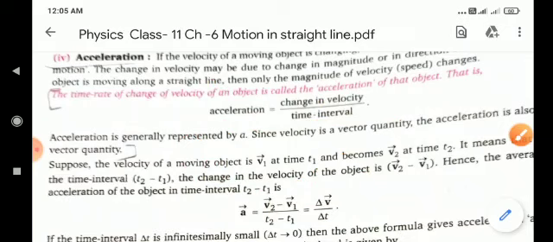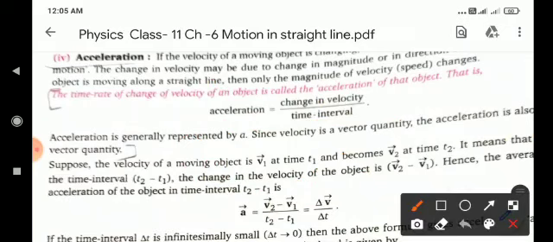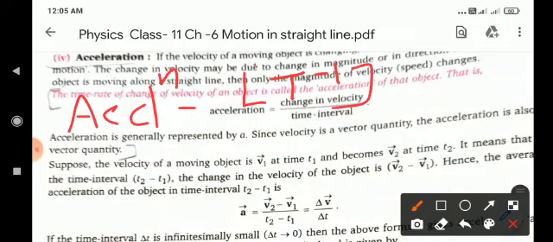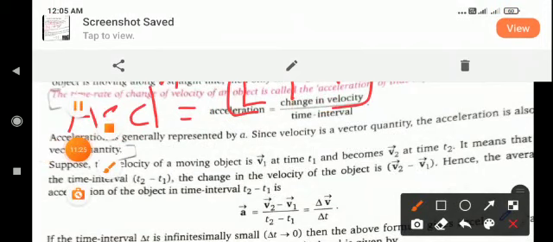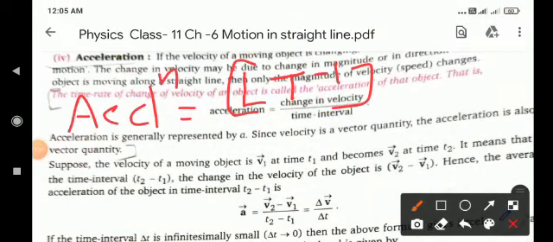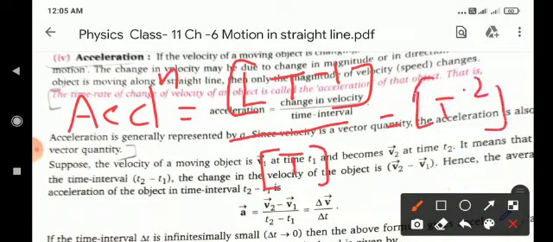And the unit of acceleration is meter per second square. The dimension of velocity is LT minus 1 and the dimension of time interval is T, so the dimension of acceleration is LT minus 2. Okay.